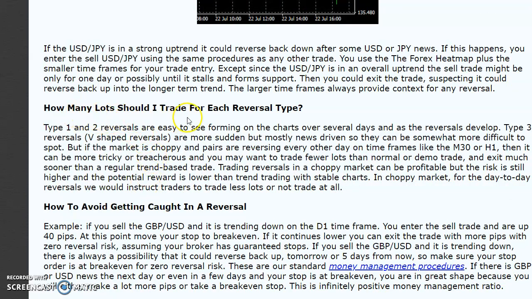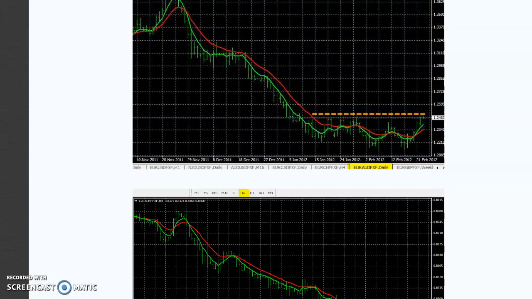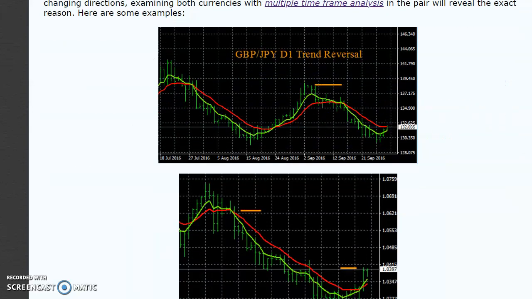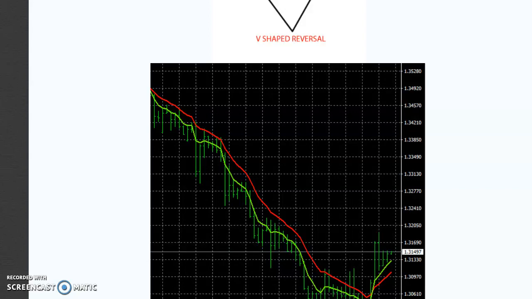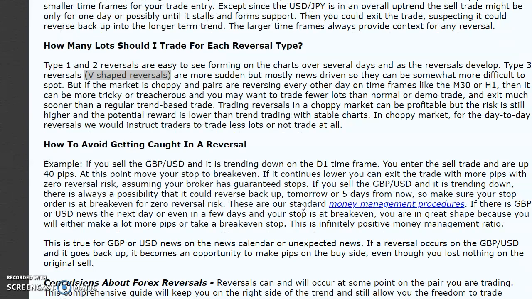As far as the number of lots you trade for each type of reversals, we're specifying that here. I think with the V-shaped reversals, you would trade maybe less lots, but I think that on the rest of them, if you have a breakout out of a consolidation, whether it be a type 1 reversal, I think you can trade basically as many lots as you want. If you have a reversal out of this consolidation cycle, or if you have this type of reversal, just a normal ranging pair, I think that you would pretty much trade all the lots you wanted. Max number of lots.